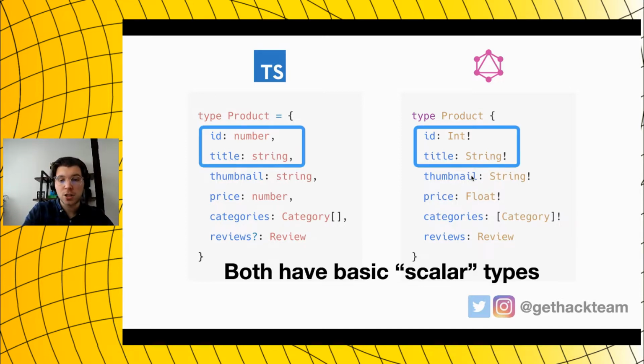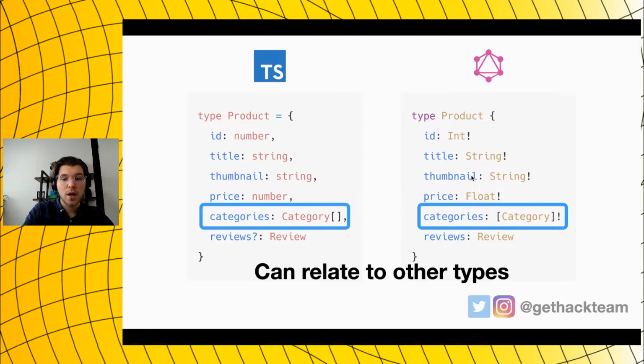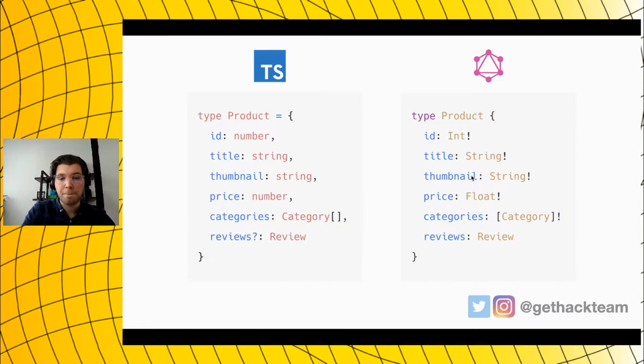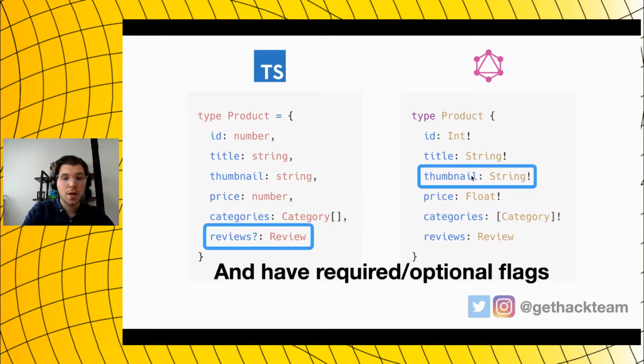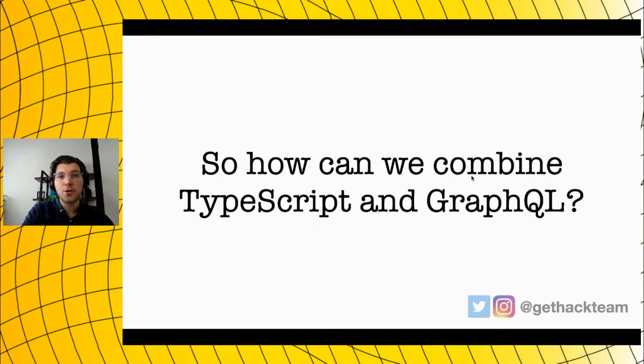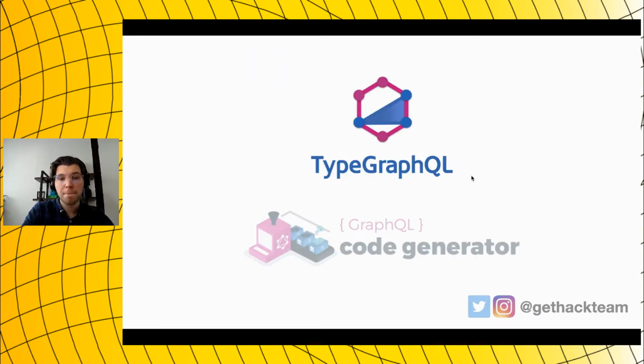And they both have the basic scalar types, which you just went over, and they can relate to other types as well, so custom types or custom scalar types, as we call them in GraphQL. And the optional and required flags are different in TypeScript, the other way around. But luckily, there are libraries to help you solve these sort of situations where you might get confused whether something is optional or required. So how can you combine TypeScript and GraphQL?